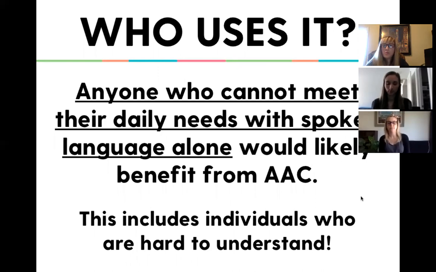So we want to know who uses an AAC system. Any student or child that cannot meet their daily needs with their spoken language alone. And so if someone isn't able to functionally communicate just with their oral speech, then they may benefit from AAC. And like we talked about, this includes people who can communicate verbally, but may just be very difficult to understand or have low intelligibility.